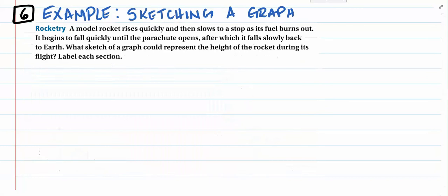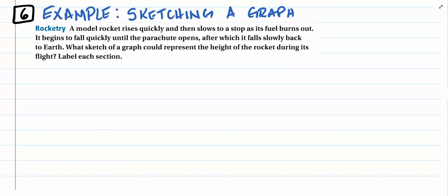Box number 6, we're going to practice sketching a graph. Okay, so let's read this together. It says rocketry. A model rocket rises quickly and then slows to a stop as its fuel burns out. It begins to fall quickly until the parachute opens, after which it falls slowly back to Earth. What sketch of a graph could represent the height of the rocket during its flight? Label each section, okay? I'm going to let you go ahead and try this one first, and then I will show you the answer. So see if you can come up with your own sketch.